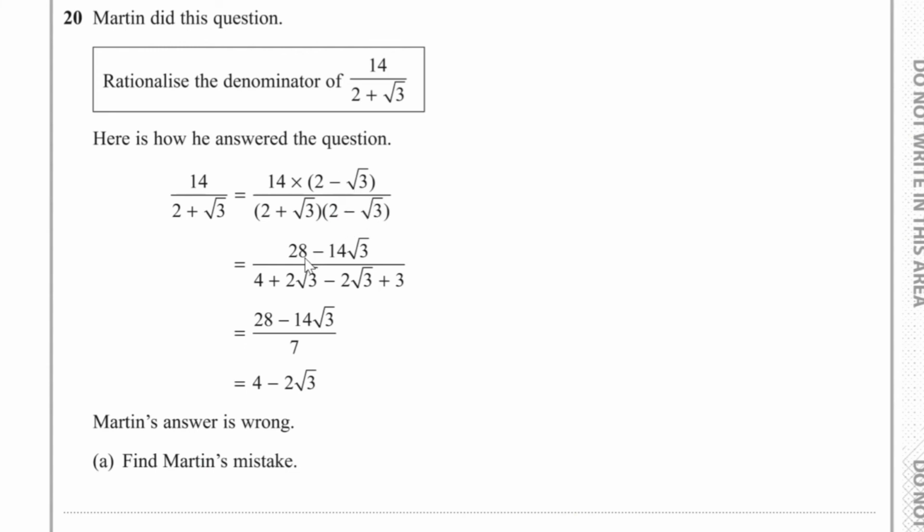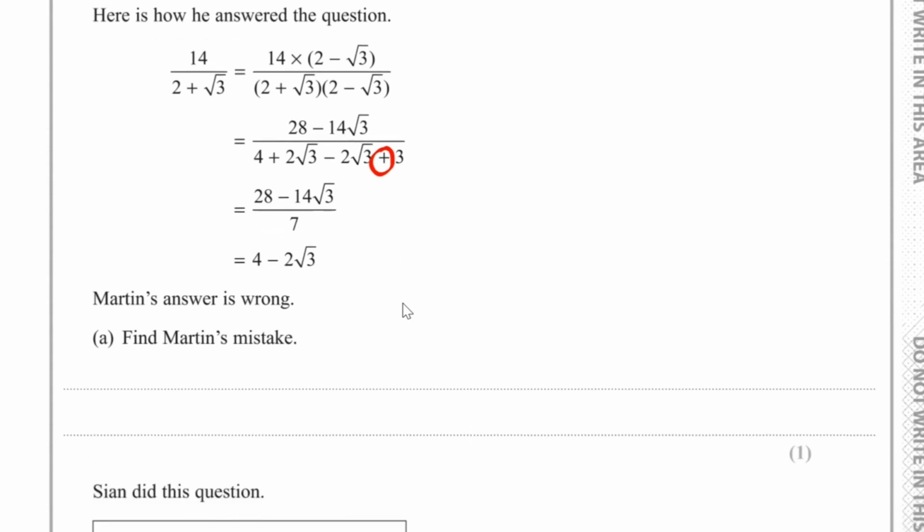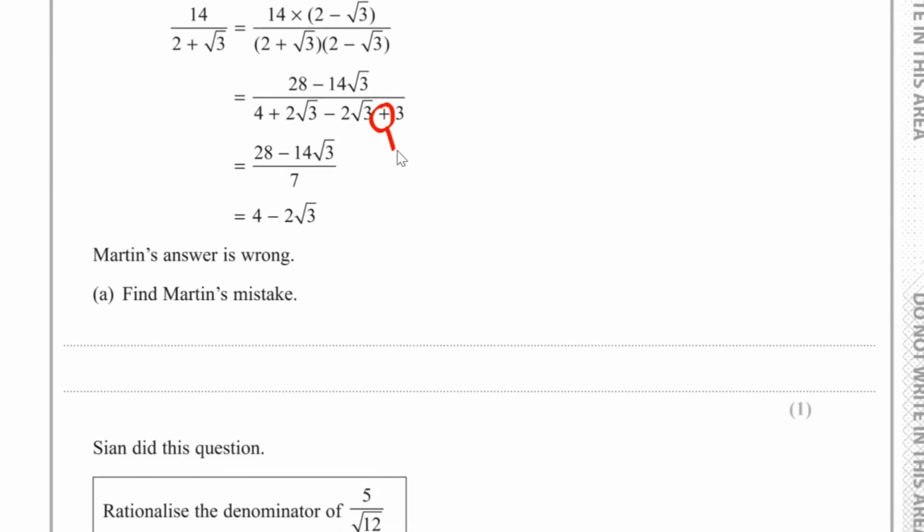That's fine. And if I expand along the top, 14 times 2 is 28. 14 times minus root 3, that's correct. On the bottom I've got 2 times 2, which is 4. 2 times negative root 3 is negative 2 root 3. Root 3 times 2 is positive 2 root 3. And then here I've got root 3 times negative root 3. That's negative 3. So here is the error. So the error is in line 2.